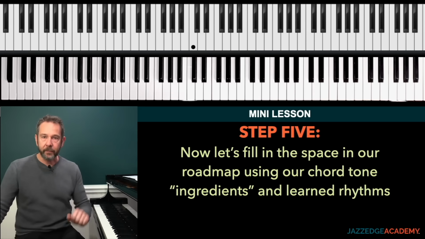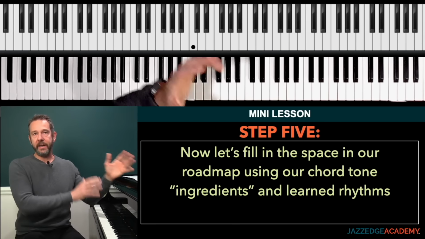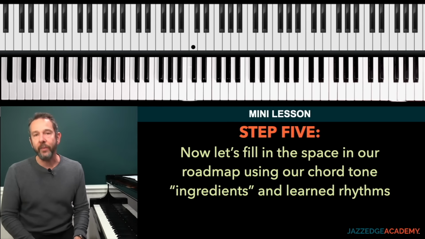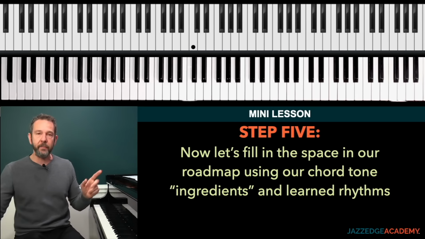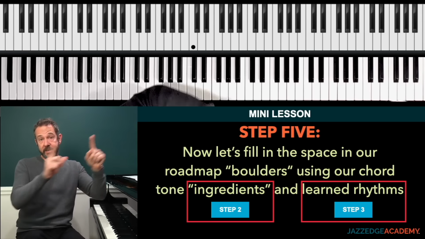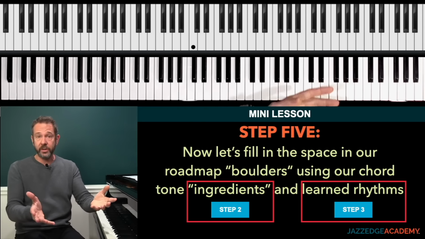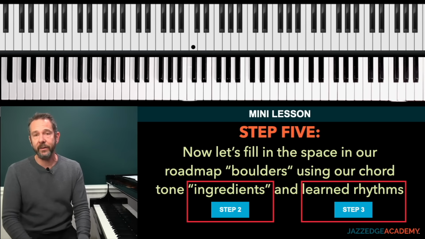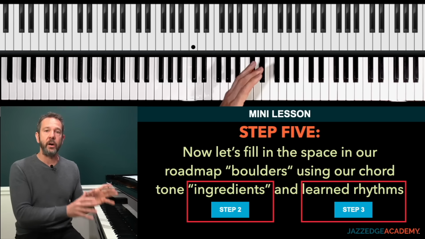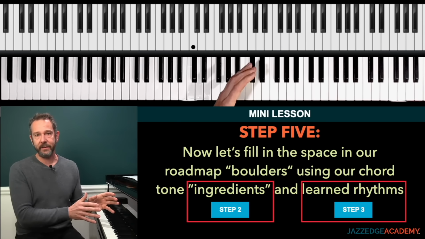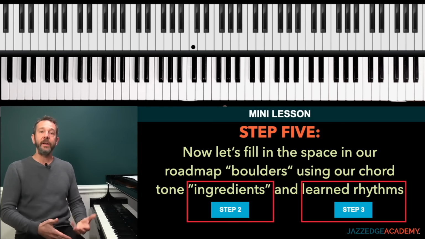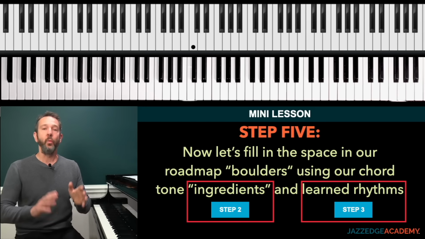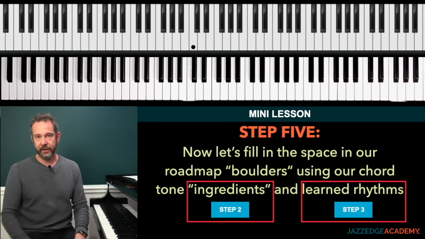All right, now, step number 5. Now that you have your basic roadmap, now we're gonna start to fill in the roadmap using our chord tone ingredients and also our learned rhythms. Now remember, the chord tone ingredients, that was from step 2. Remember in step 2, we had all those chord tones, right? We know A, C, E, G, C, E, G, B, right? We have to say the names of all the chords, right? So those chord tones are what we're considering our ingredients, okay? We're gonna build a recipe here. And then we're gonna use those learned rhythms. Now that could be the rhythms from step number 3 or any rhythm you choose. We're gonna choose the rhythms from step number 3, okay? Those ones that we vocalize.